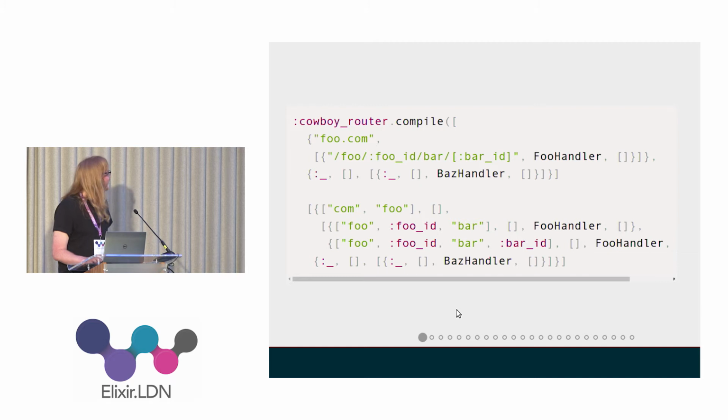So if you're wondering what the compile function actually does, it takes this data structure, which is a list of tuples that start with hosts, and you can also pass an underscore for the catch-all. So in this example, I've got foo.com as the host, and then I've got this path, which is foo, and then a required foo ID, and then bar, and then an optional bar ID, and that'll go to the foo handler, and then everything else will go to the baz handler. And when you call that, you get the second list here, which is a list of tuples of pairs. It's quite a complicated data structure, which is why the compile function exists. You can write it out like that on your own if you want, but I'd recommend compiling using the compile function.